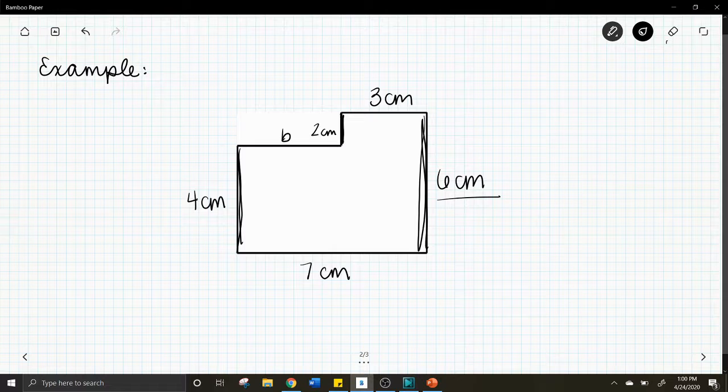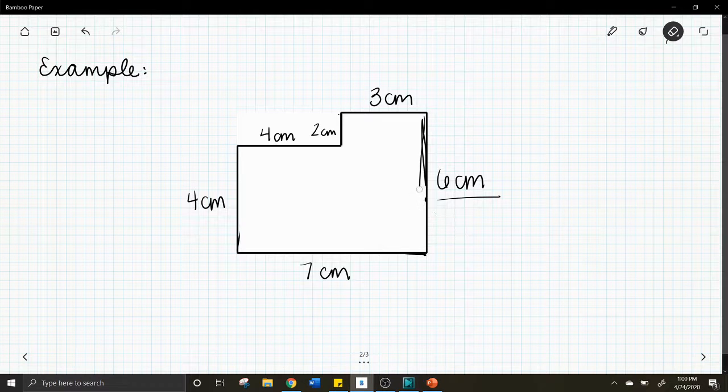And then for B, we can see that length B plus 3 centimeters will equal 7 centimeters. So B plus 3 equals 7. Then we can find out that B equals 4 centimeters. Remember, we learned all that back when we were talking about the perimeters of complex shapes. Okay, so our next step to find area.